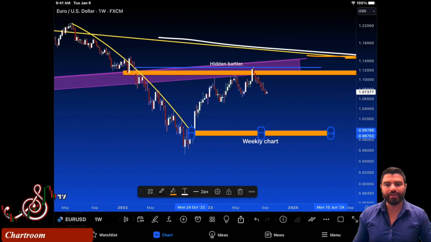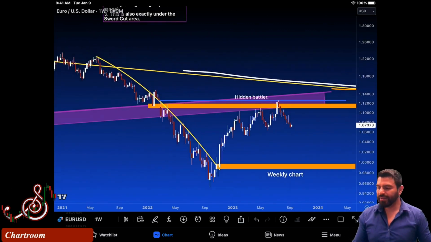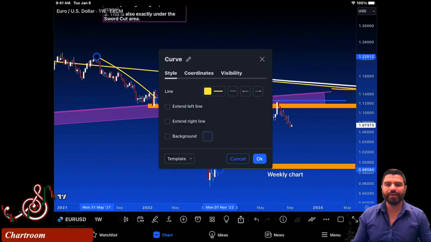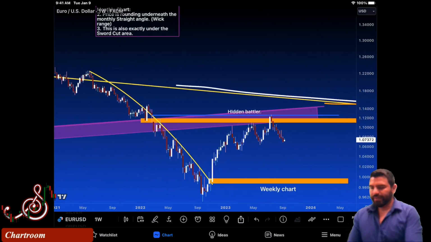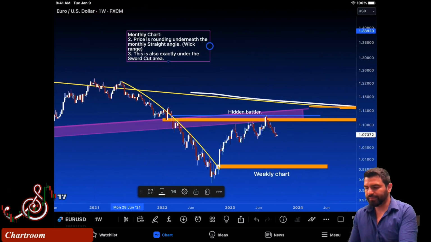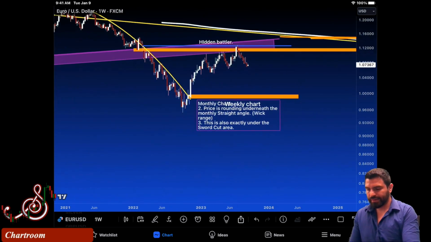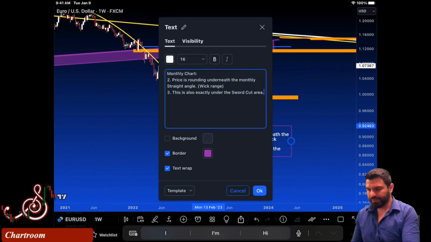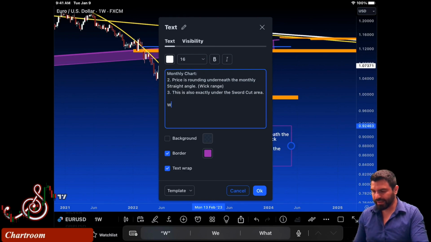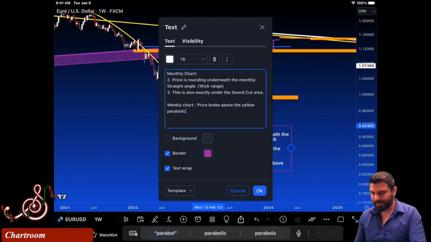So now it's at the bottom here, weekly chart. And then we know this is a weekly parabolic, but you cannot add text to parabolic. At least not in this version of TradingView. Okay, let's add to the story. We're going to borrow this and put more of the story. And I'm going to go down and type in weekly chart: price broke above the yellow parabolic.